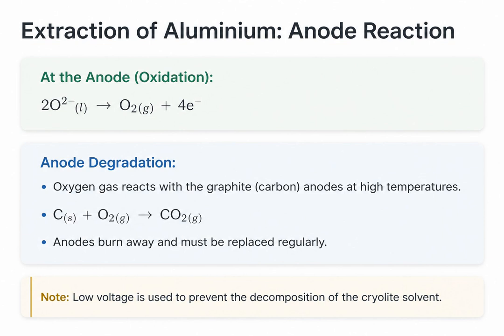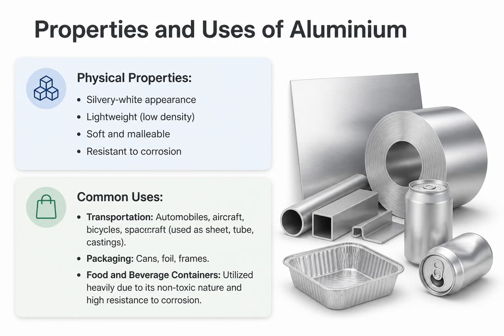Additionally, the process is run at a relatively low voltage. This is a deliberate choice to ensure that only the aluminum oxide is decomposed, preventing the breakdown of the valuable cryolite solvent. Aluminum is an incredibly versatile material due to its unique physical properties.